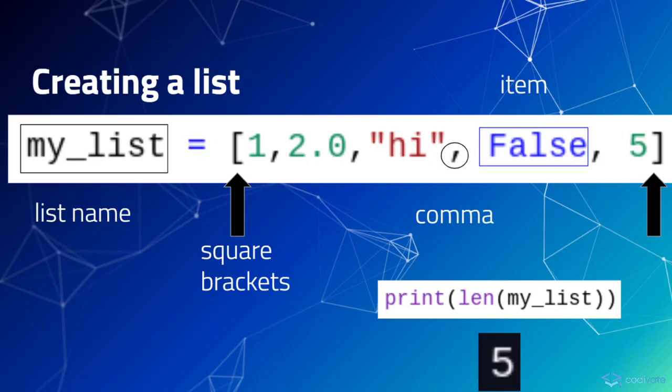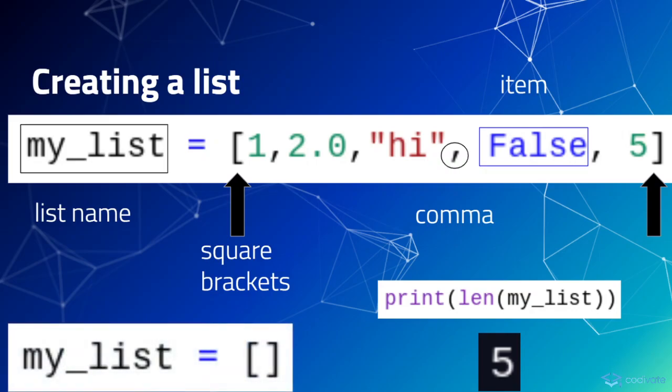If we're not sure what we want in the list to start out with, we can create an empty list and then add things later on. In order to make the empty list, we can do something like this. Just have the 2 square brackets.